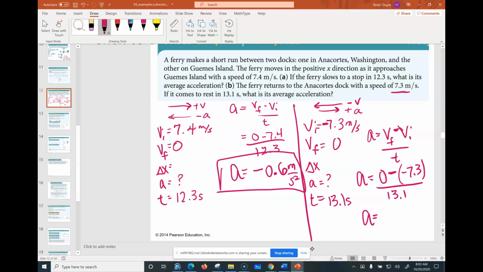So what's a negative of a negative? Positive. So 7.3 divided by 13.1. We're going to have an acceleration pointed in the positive direction, slowing this down, and we get a 0. Who crunched it? 0. Yeah, I'll just leave it there because I'm running out of room.